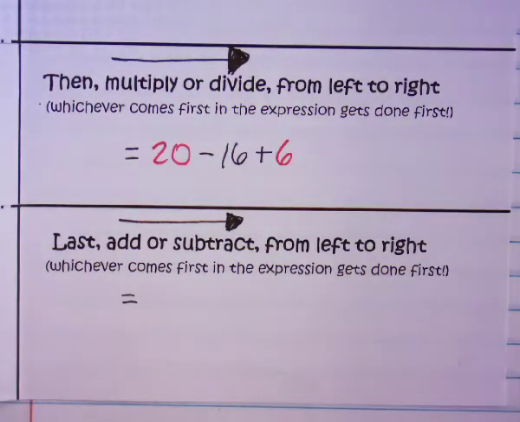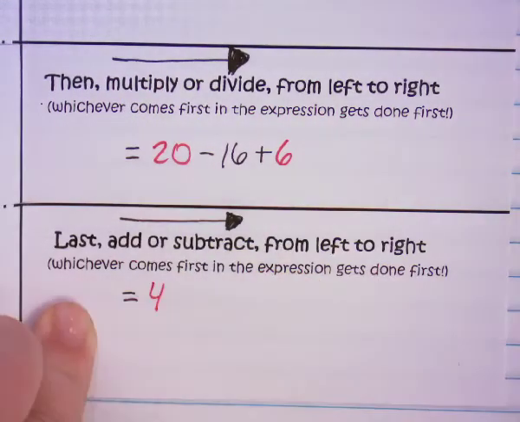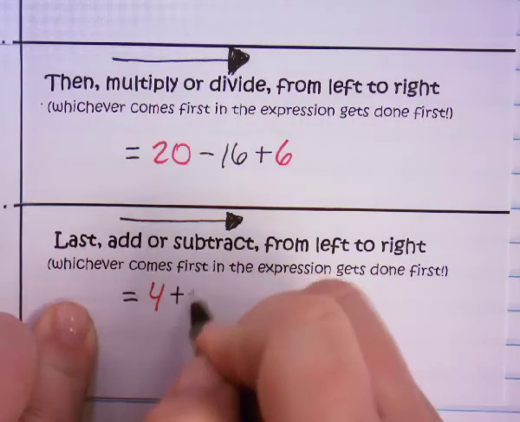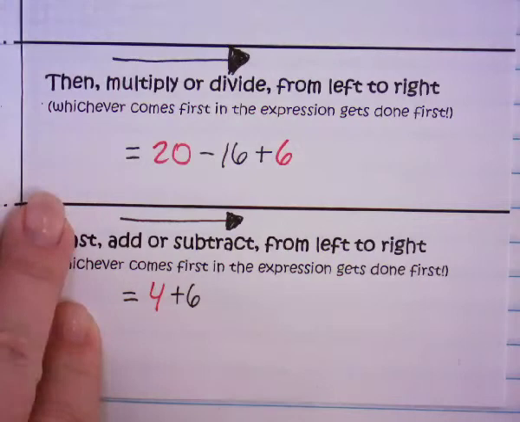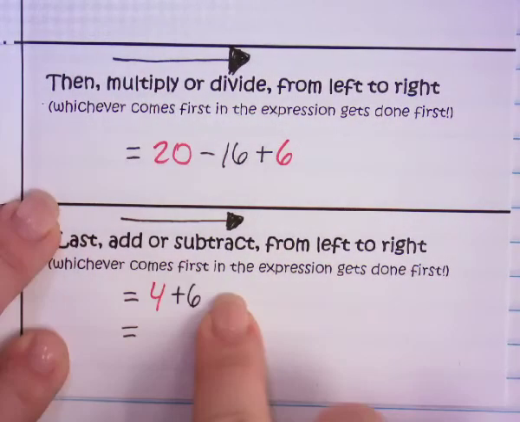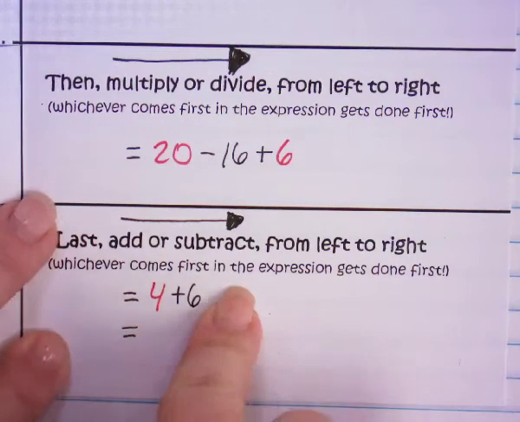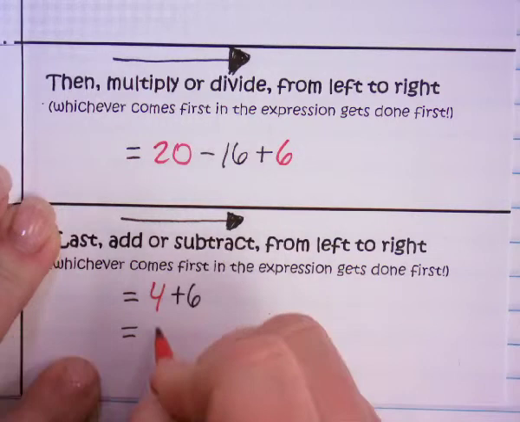All right, Nolly, what do you want to do? We do 20 minus 16, which is 4. Okay. And I'm going to bring down the plus 6. You can do this part in your head, but I want to show you what it looks like. Okay? Then I'm not going to put the answer over to the right. I'm going to continue going down the page. And then Madeline, what's 4 plus 6? 10.